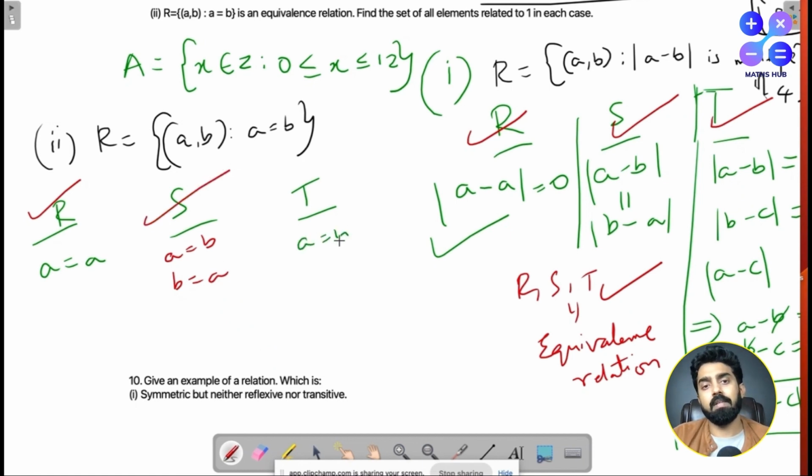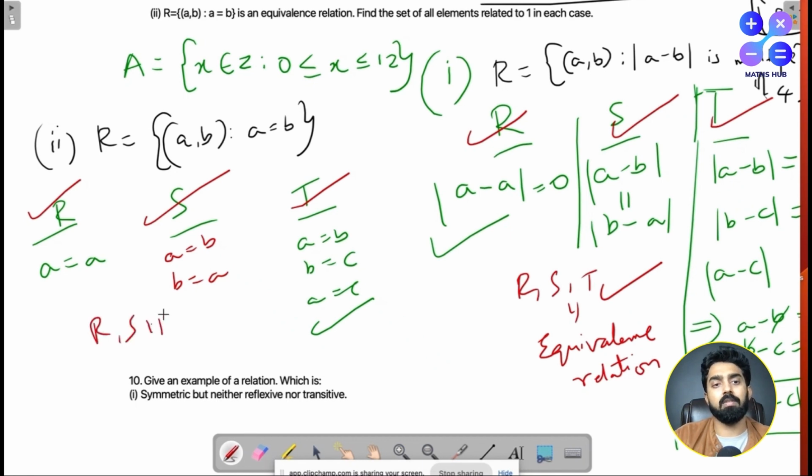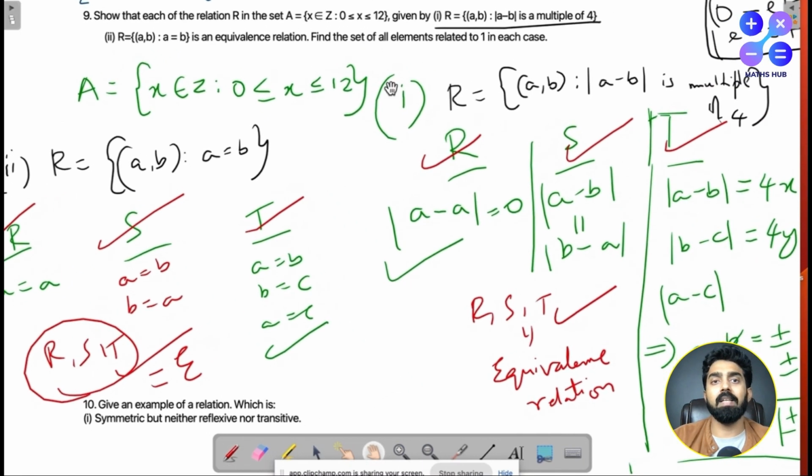If A equals B and B equals C, will A equal C? Obviously, true. It is transitive as well. So it is also an equivalence relation. So it is reflexive, symmetric, and transitive, true. It is an equivalence relation. Right. Now, second part, find the set of all elements related to 1 in each case.